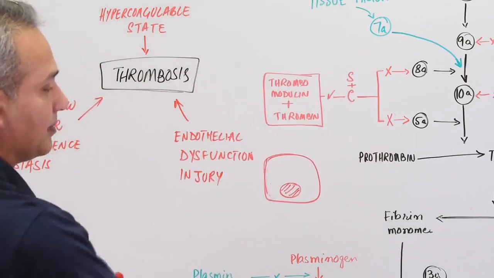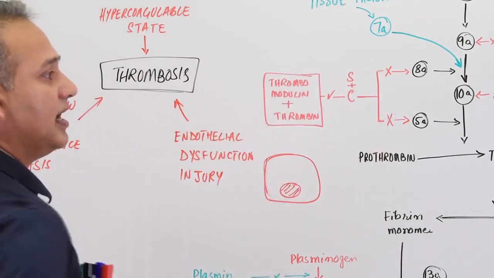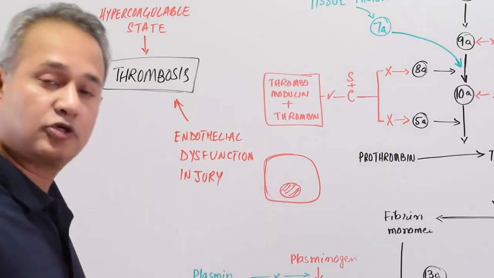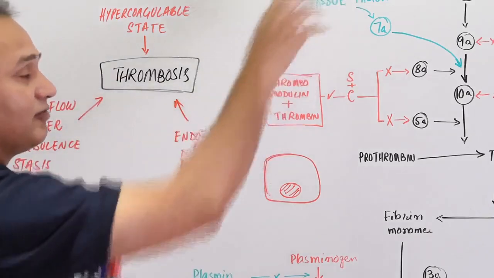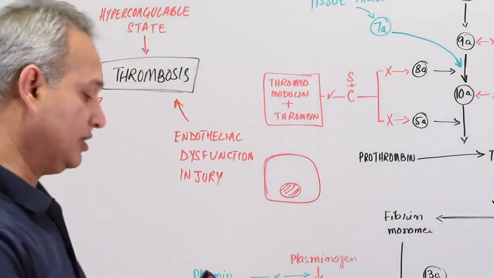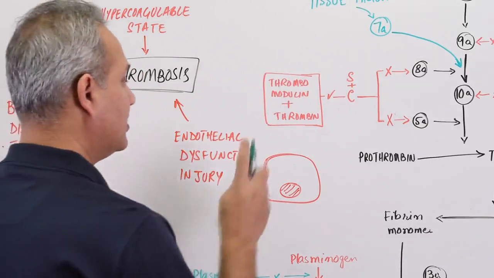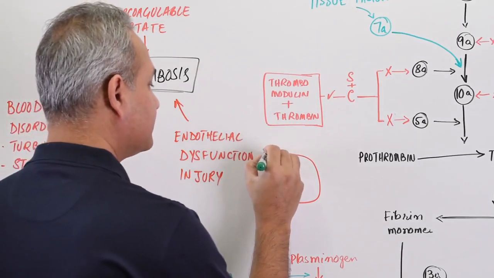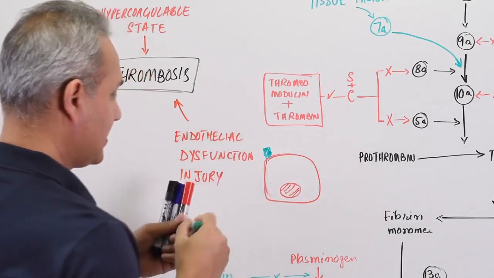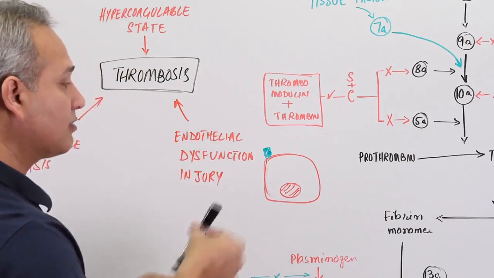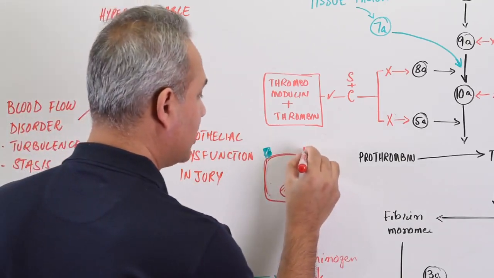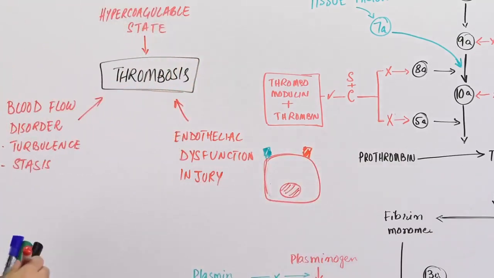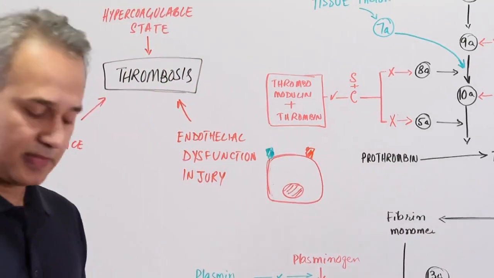So in this diagram here, the red ones are the ones that are going to stop the coagulation, and the green ones are the ones that are going to start the coagulation. So I'm going to make them here. These green ones will start the coagulation and the red factors will stop the coagulation. Let's talk about the green ones first.